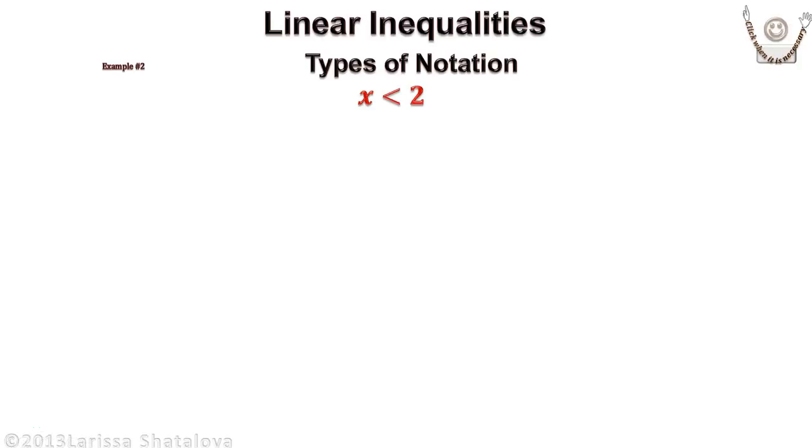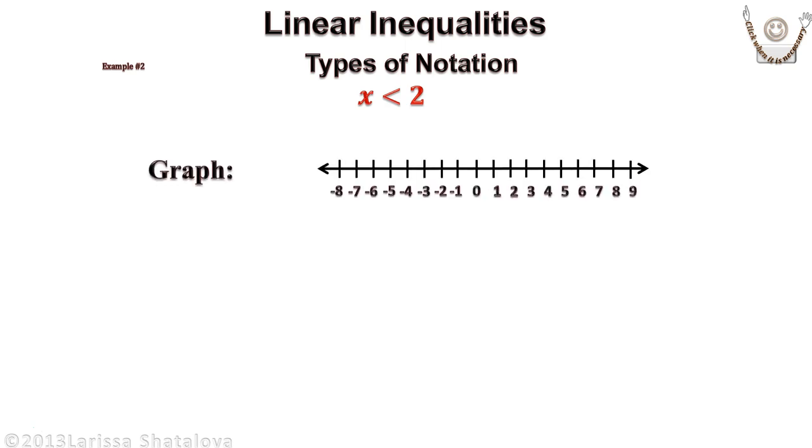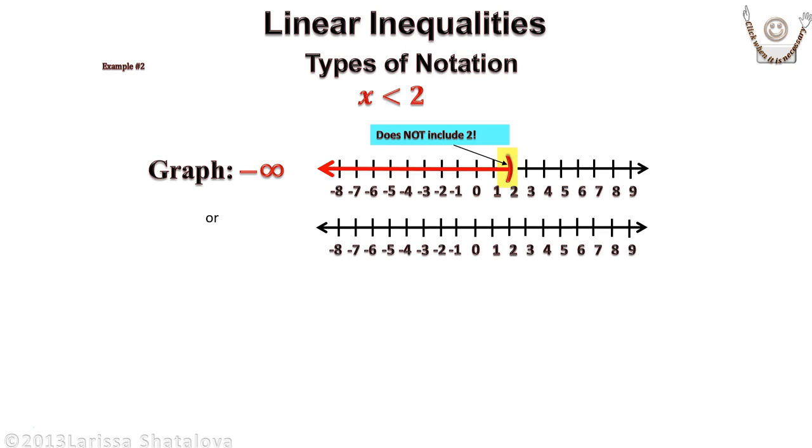Now, for example number 2, let's practice types of notation for x less than 2. How can we show the solutions? It can be on a real number line as a graph. We have to use parentheses to show that our solution does not include 2. And then a solid line from this parenthesis to negative infinity. Or equivalently, the presentation with an open circle, and a solid line going from the open circle to negative infinity.